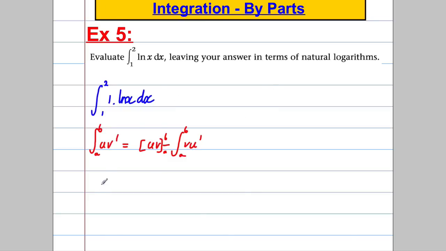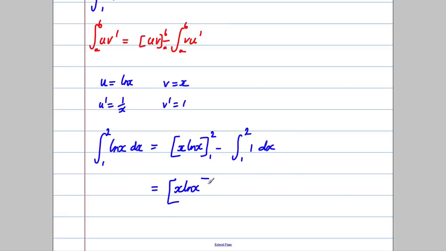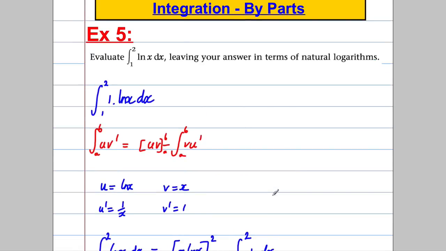So in this question, as before, I've chosen my u to be the natural logarithm of x, so that u dash is 1 over x. I chose my v dash to be 1, so that my v is equal to x, and therefore applying the formula, the integral between 1 and 2 of the natural logarithm of x with respect to x is going to be u multiplied by v, so x natural logarithm of x, evaluated between 1 and 2, subtract the integral between 1 and 2 of u dash v, which is just 1 with respect to x. So this would be x natural logarithm of x evaluated between 1 and 2, take away the integral of this, which would be x evaluated between 2 and 1. Now there's no plus c here because it's a definite integral.